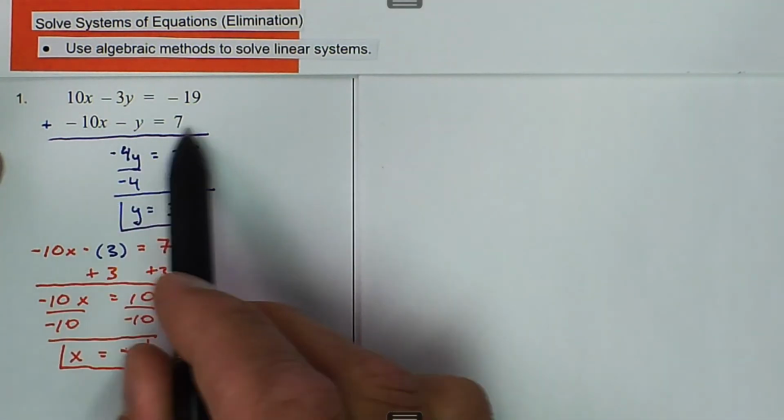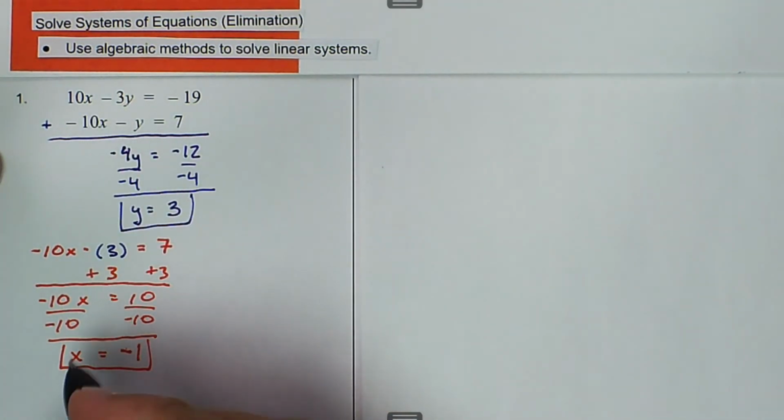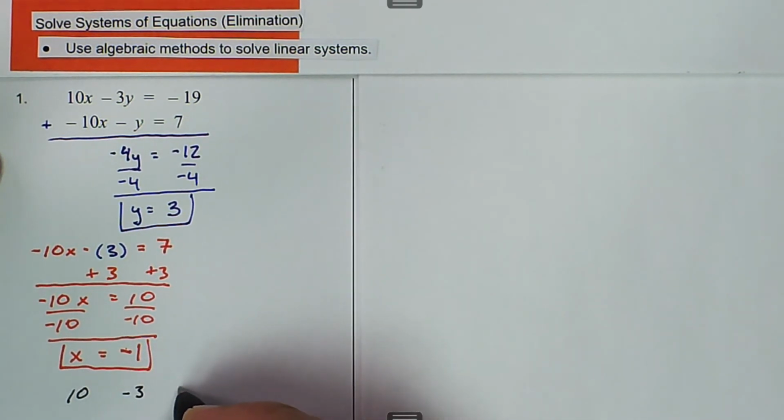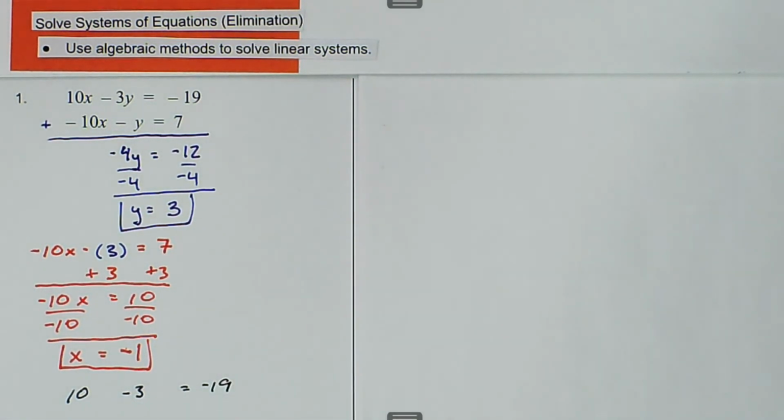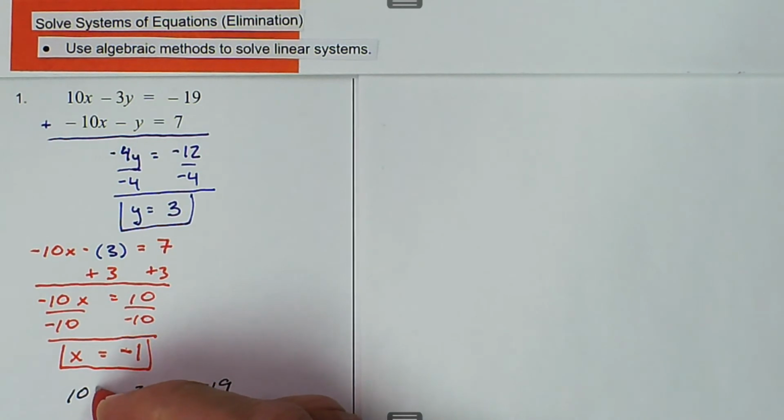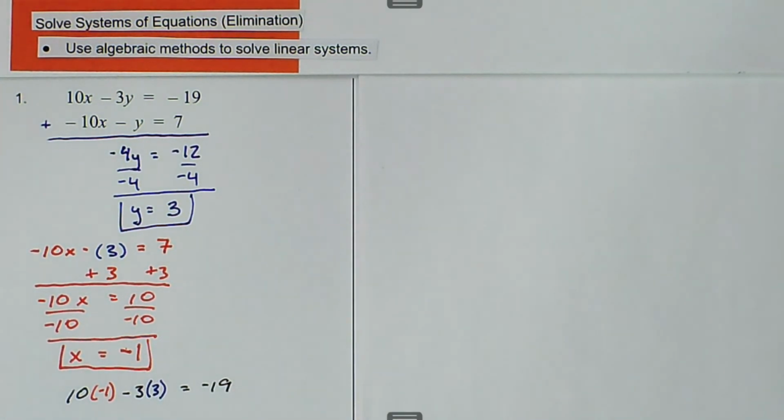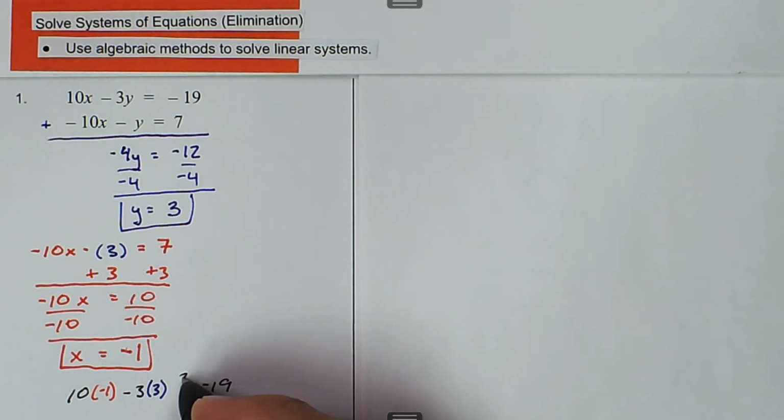So the first one we picked was this bottom one. Now we want to pick the top one. So we have 10 times x minus 3 times y equals negative 19. And so our x value that we're substituting in is negative 1, and the y value that we're substituting in is 3. And we're checking to make sure that this works. So I'm going to put a question mark over top the equal sign.